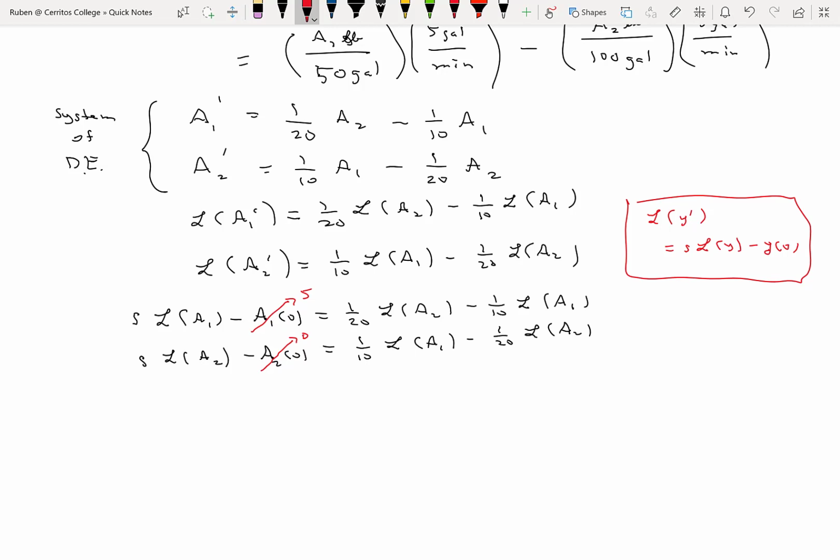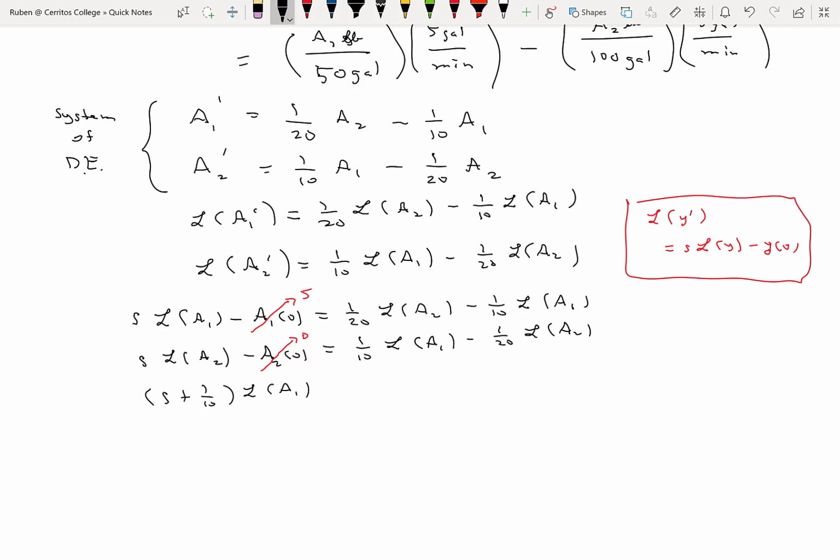Now I'm going to make, like I said, a pretty big algebraic leap here. I'm going to get the 5 and the 0, the constants, to the right-hand side, and everything else on the left. And I'm going to factor out common factors and so forth. So when I do that, I'm going to get s, and the Laplace transform of A1 from the right-hand side in the first equation comes over, so I'm going to have s plus 1/10 times the Laplace transform of A1.